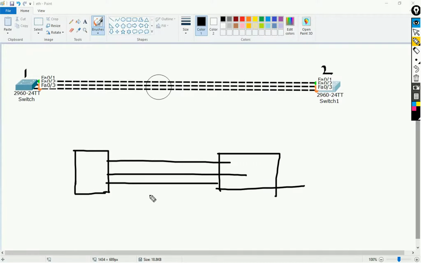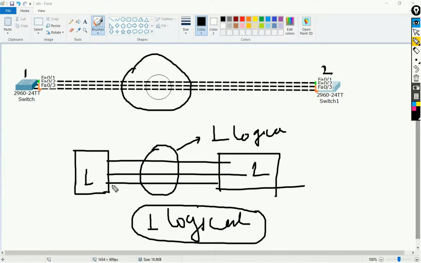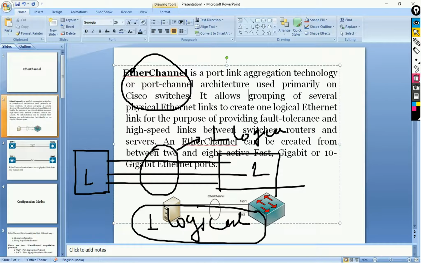By configuring EtherChannel, we will make these into only one logical link. Basically, physically there are 3 links, but by configuring EtherChannel we are making it only one logical link. That's why it is called bundling of physical links to provide only one logical link. I hope this is clear.